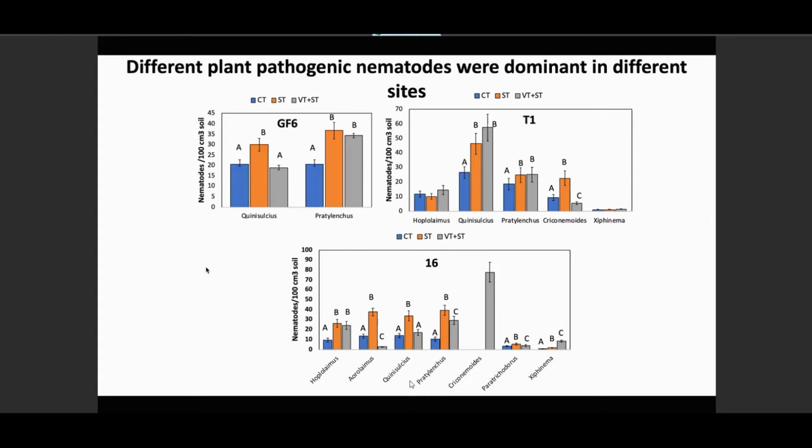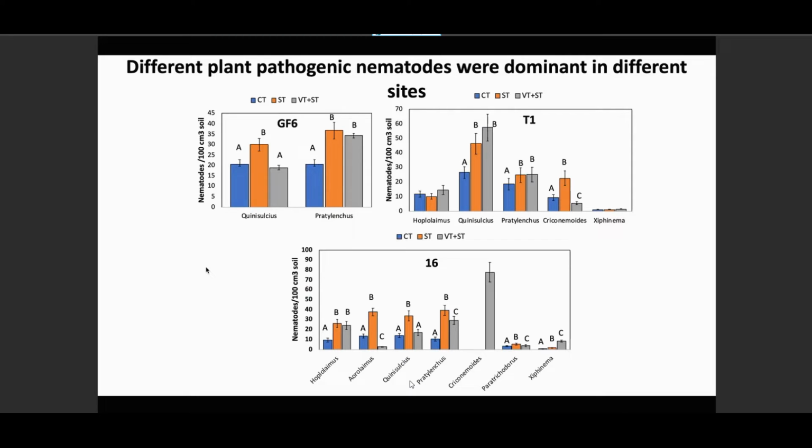And let's go ahead and look into what are the different groups of nematodes which are more abundant in different sites and within different treatments among different sites. So we have two major groups in the site GF6. We have five plant pathogenic nematode groups in site T1, and we have seven groups in site 16.